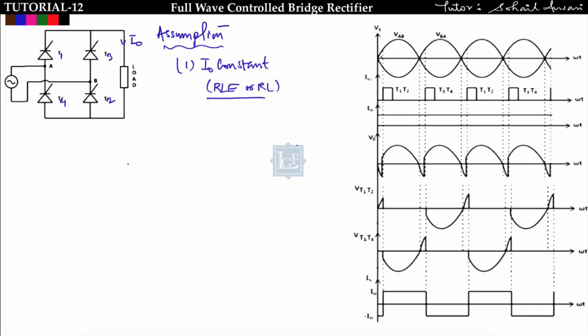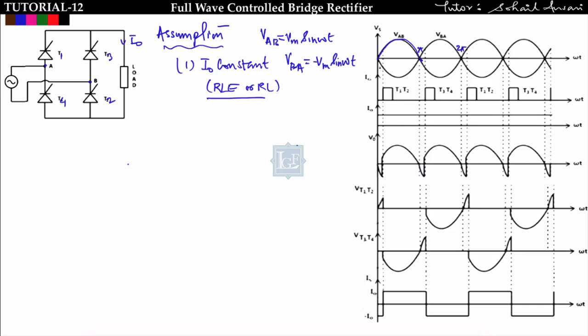So this is the input supply voltage, Vm sin omega t, Vs, and this is pi, this is 2 pi. Also we can write like this: Vs is equal to Vm sin omega t, that is nothing but the voltage across AB. So VAB is equal to Vm sin omega t. Is it fine? Or I can say that VBA is equal to minus Vm sin omega t.